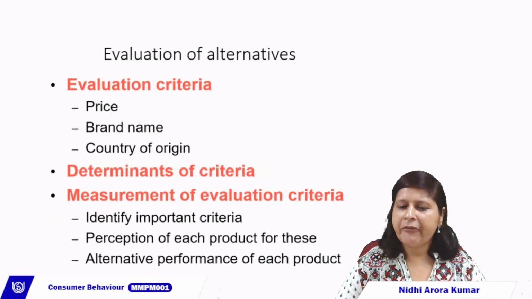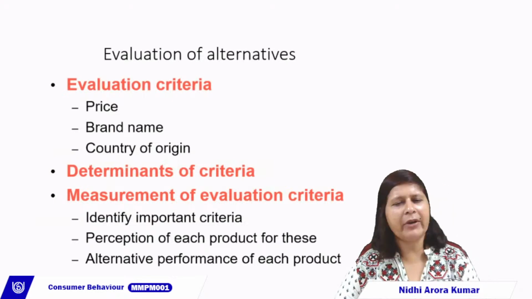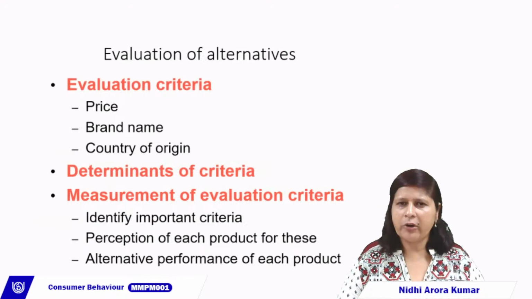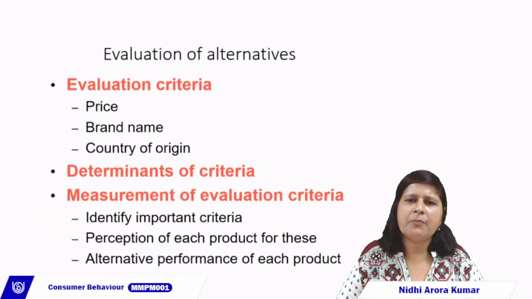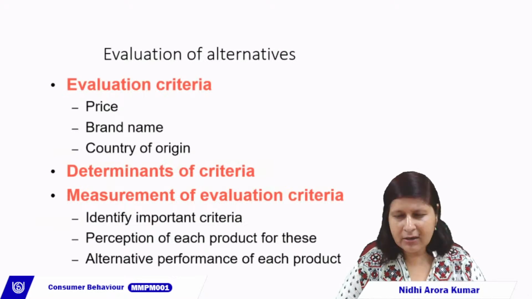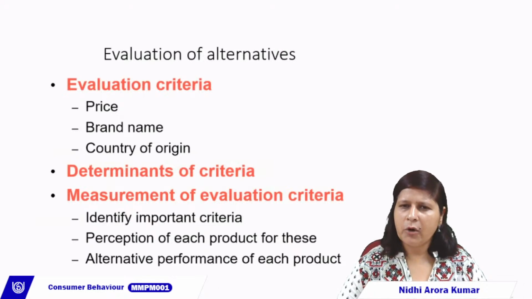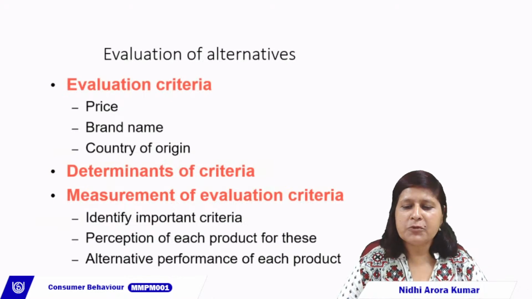That is, identify the important criteria. It is very important that one should identify the important criteria. What is important for me, whether price is important for me, brand is important for me, country of origin is important for me, or some other features are important for me, right? So identify the important criteria. Then perception of each product for these, and alternative performance of each product.